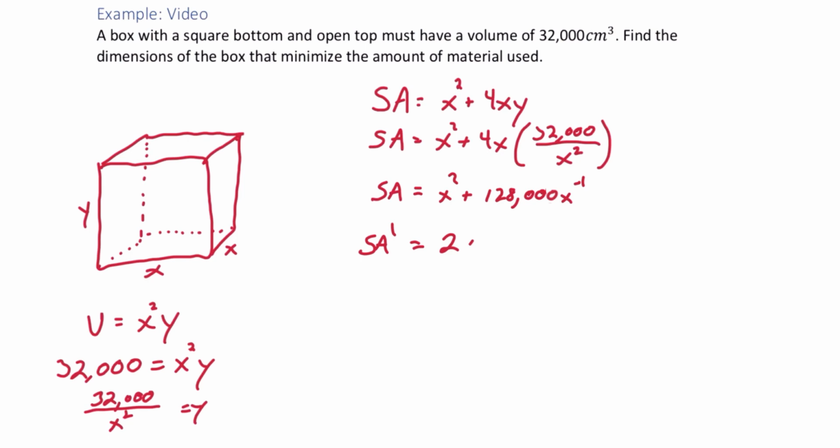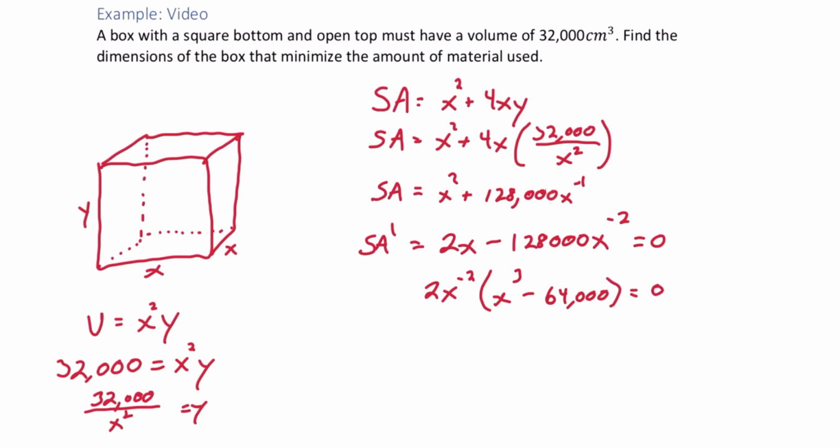We have 2x minus 128,000 x to the negative 2. And we want to set this equal to 0. To solve this, we'll factor out 2x to the negative 2, leaving us with x cubed minus 64,000 equals 0. Set each of these factors equal to 0.